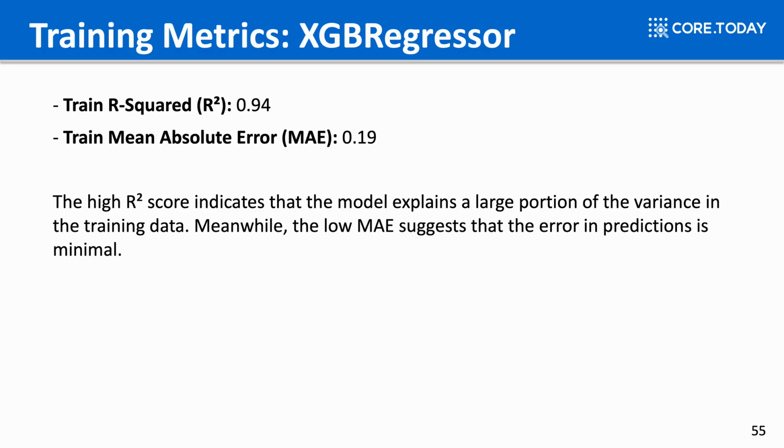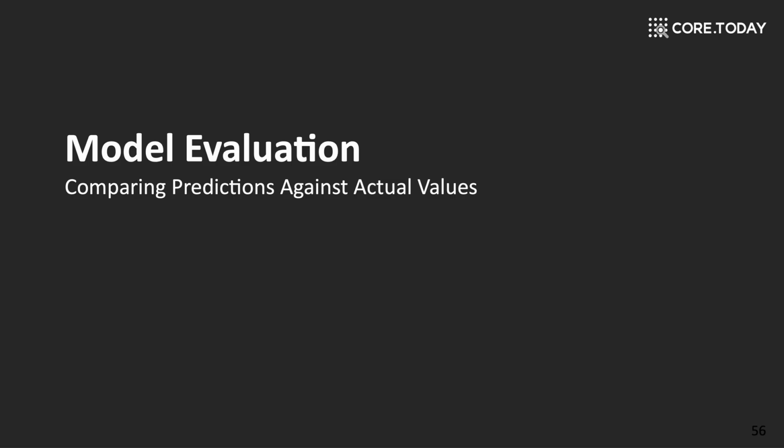The training results reveal that the XGB regressor performs exceptionally well on the training dataset. An R2 value of 0.94 suggests a strong correlation between the predicted and actual house prices, while the low MAE indicates minimal average prediction error. As we proceed, we will assess whether these strong results generalize to unseen test data. We will now move on to evaluating the model's predictions on the test dataset.